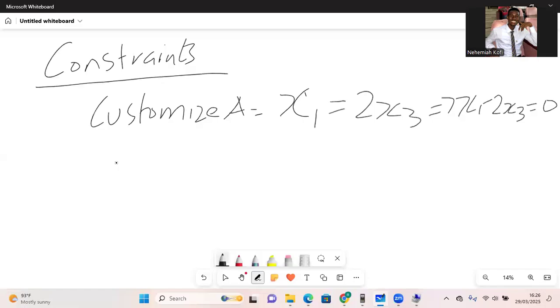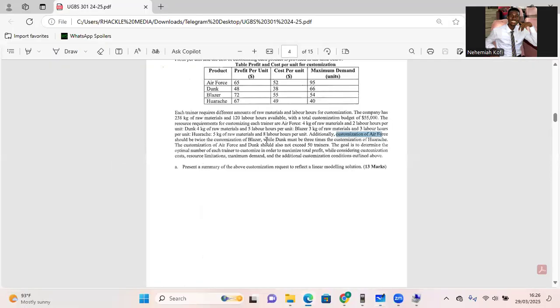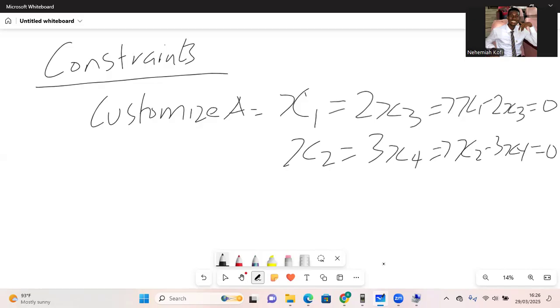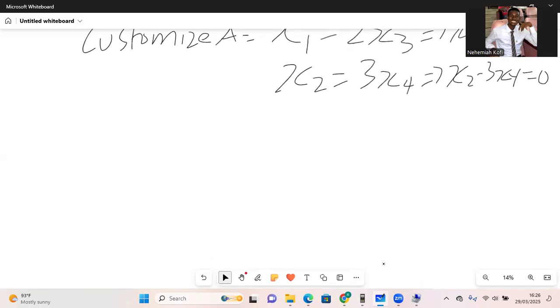Now, in addition, they were saying that Rank must be what? 3 times the customization of what? The Rank. So whilst Rank must be 3 times, so x2 should be equal to 3x4, which is also equivalent to x2 minus 3x4 is equal to 0. So that's for the customize A. Now let's go to customize B.